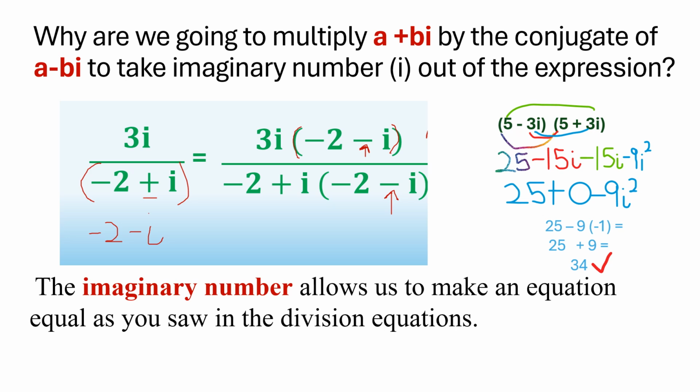Now, there's a question that says, why are we going to multiply a plus bi by the conjugate, a minus bi, to take an imaginary number i out of the expression? And the simple reason is that this is the conjugate. Because this is -2 plus i, the conjugate is -2 minus i. So you have to apply it to both terms so you can get rid of it from the bottom denominator. You need to get rid of it from the denominator. That's why you're using it, so it's equal.